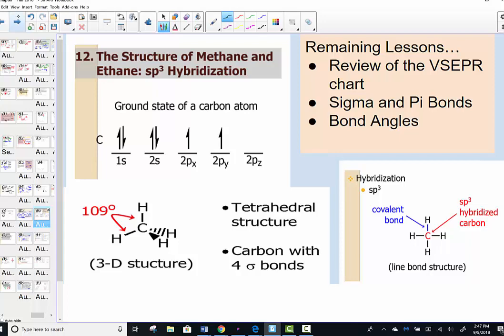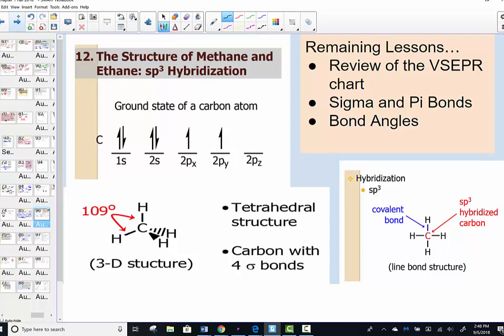Our remaining lessons will kind of review the VSEPR chart, which I did when we did our Lewis dot structures, sigma and pi bonds and bond angles. I feel I did a pretty good job with that when we did our previous lessons. I didn't want to say it was sections 4 and 5 when we kept drawing Lewis dot structures. I would toss in sigma pi bonding, bond angles, and the VSEPR chart. So I'm going to say the rest of this is kind of a review session from things that I sprinkled in earlier notes.